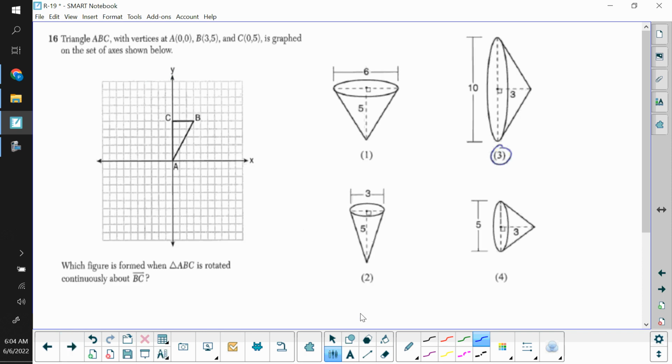We're spinning this about BC. So it ended up kind of looking like that. So it's a cone going upwards. AC had 5 for its length, so therefore the diameter now becomes 10, so choice 3.